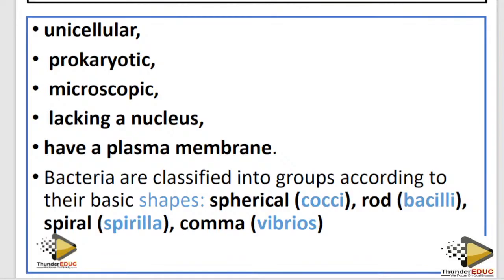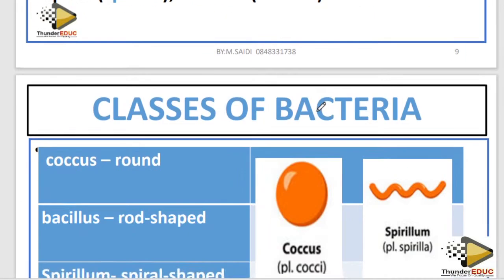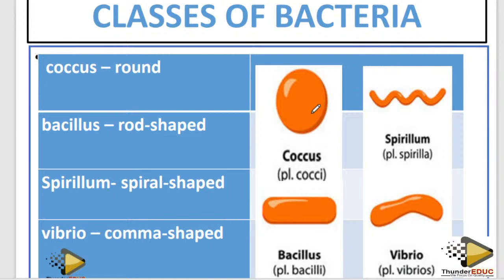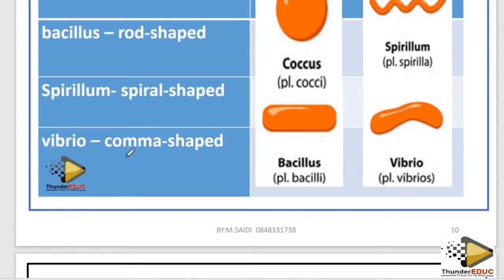So these ones are just shapes of the bacteria. Coccus, round; bacillus if one, bacilli if there are many; spirillum if it's one, spirilli if there are many; vibrio with cholera, the one which causes cholera, the one we are hearing about now. Yes, vibrio is also a shape. Vibrio is comma shaped.